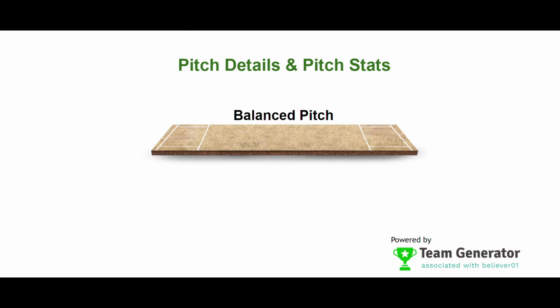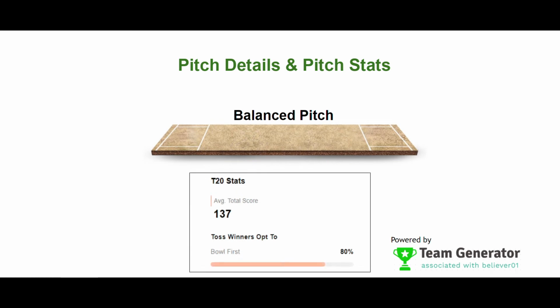Let's analyze the pitch details as well. The pitch will be a balanced pitch, which means it supports both batting and bowling. As far as the data that we have, the average first innings total will be 137. That means the average runs scored will be around 270 to 280 runs out of 40 overs. That means it is a balanced pitch.